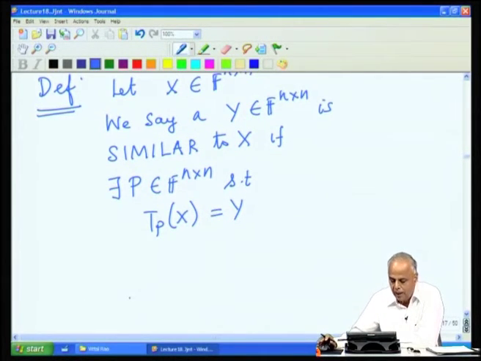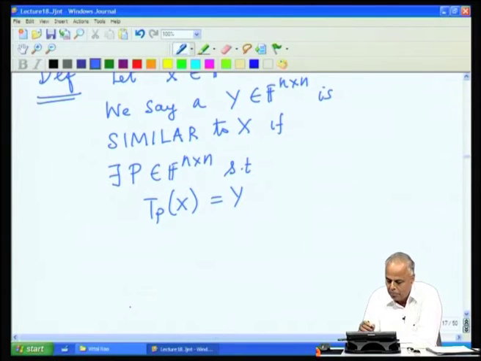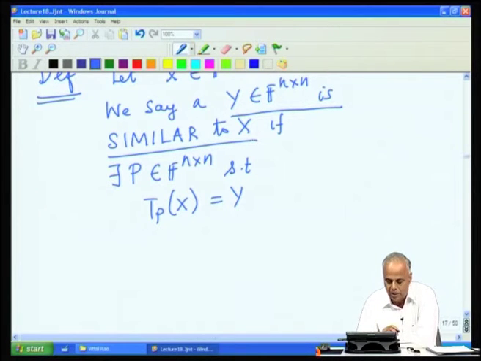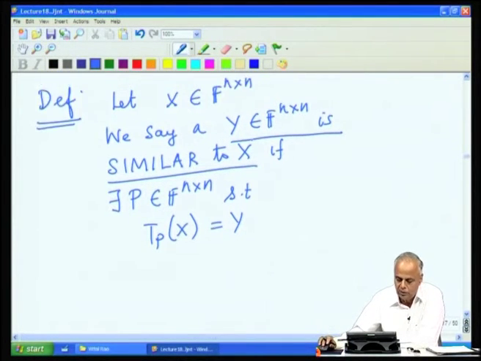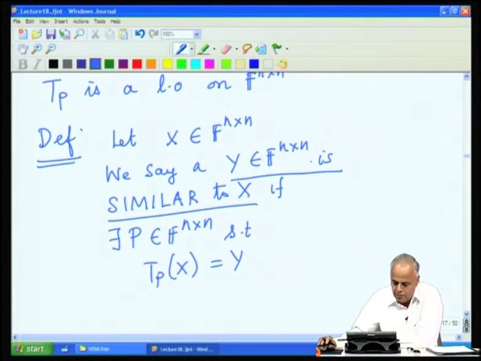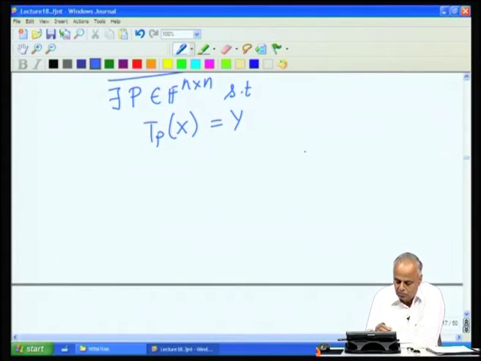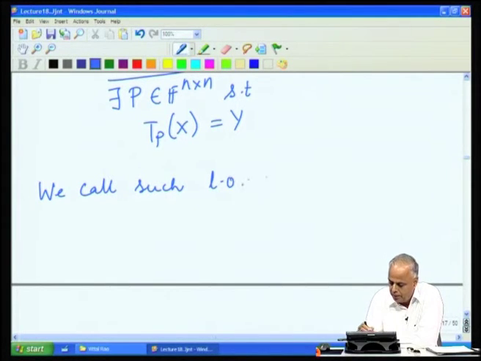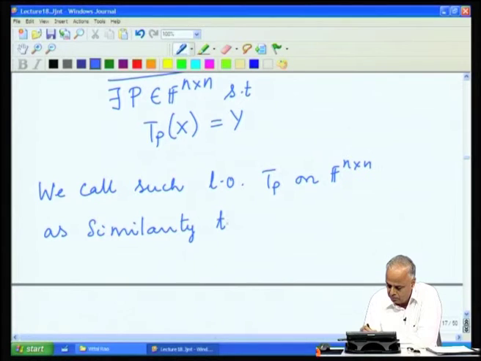So, then we say x is similar to y or y is similar to x; we will look at these things later, but we will simply follow that y is similar to x if this happens. This is a very important notion which will come in handy in our later analysis, and therefore, any such TP is called a similarity transformation. We call such linear operators TP on Fn cross n similarity transformations.